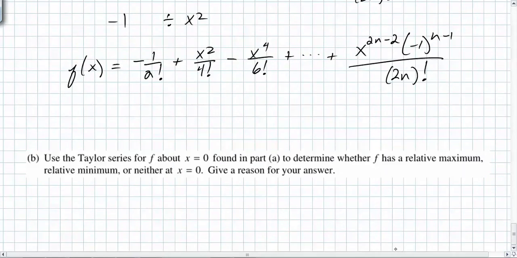How did we use the Taylor series for f, found in part A, to determine whether f has a relative maximum, minimum, or neither at x equals 0? How can you check a function to find out if it's a relative min, max, or neither at a specific x value? That's which derivative? Come on. You can do the first derivative test. You can also do the second derivative. Yes. If you do the second derivative test, you just have to prove that the first derivative is 0. Yes, you do, of course.